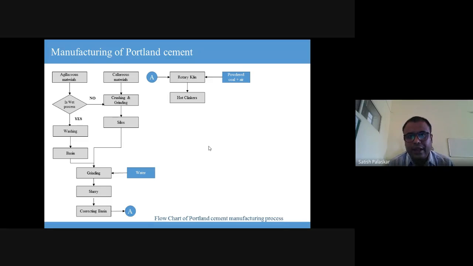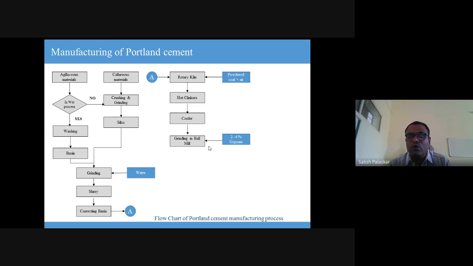In the rotary kiln, hot clinkers are there, and the powdered coal and air are allowed to move over there. The cooler is there. Then after the rotary kiln process is completed, it goes to grinding in a ball mill so that it can make finer particles.